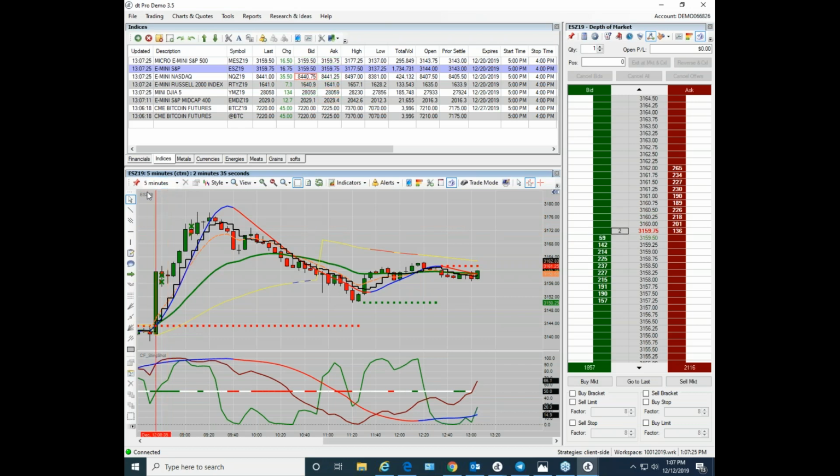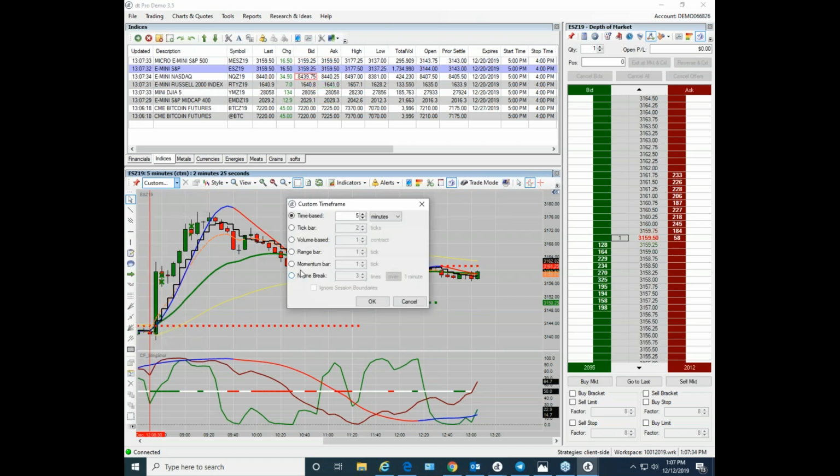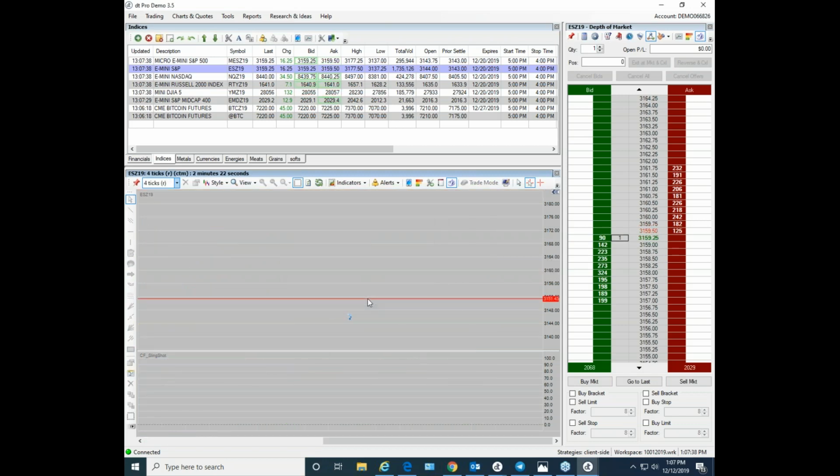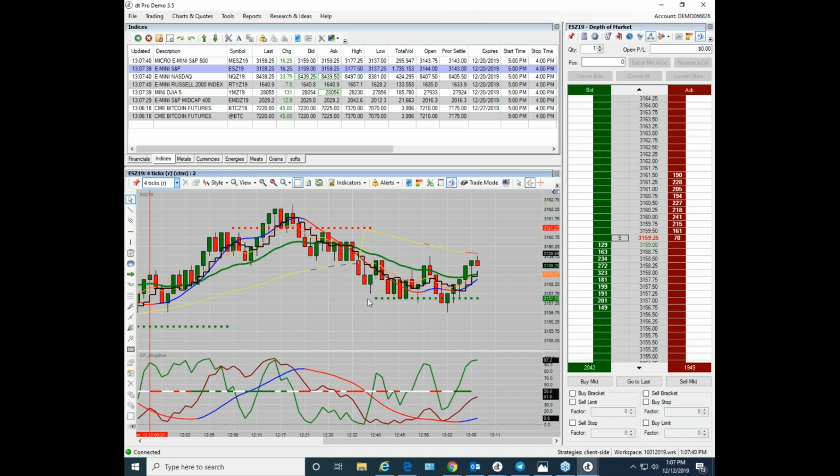So on the top left-hand corner of the chart, there's a little time button here. You just hit the drop-down button and go down to custom and select range bar. Make that one look like a 4, then hit OK. You're staring at the S&P E-mini on a 4-tick range chart.